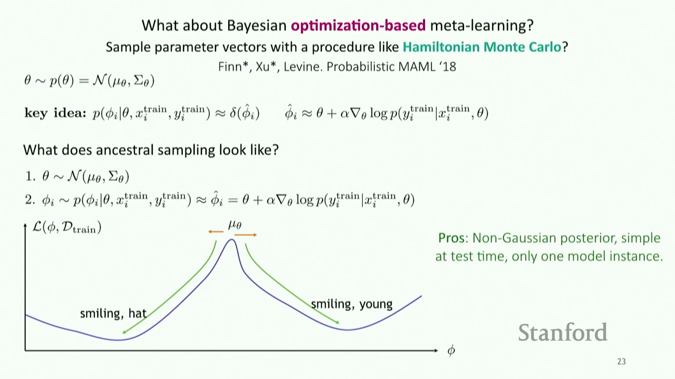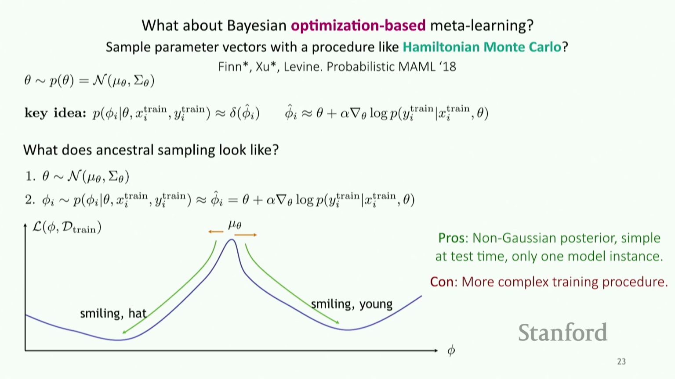Okay, so the benefit of this approach is that it gives us a non-Gaussian posterior. It's very simple at test time. We can just add noise and then run gradient descent. And we only have one instance of the model. The downside is that it has a more complex training procedure, and it also has some fairly crude approximations in the derivation.